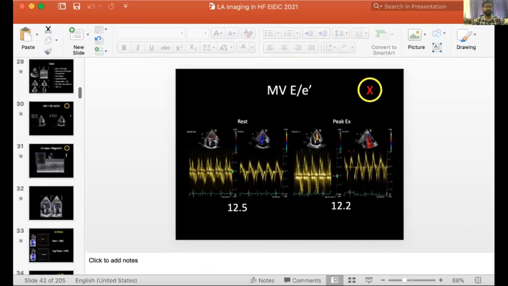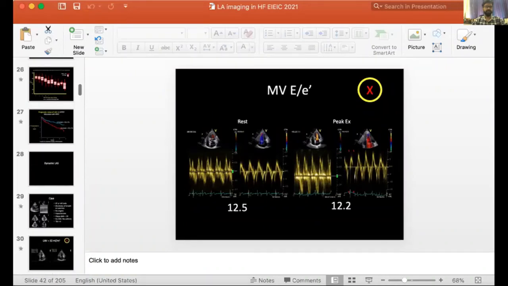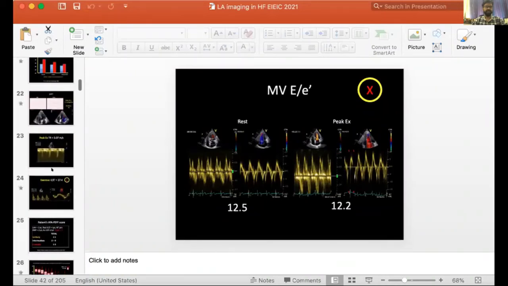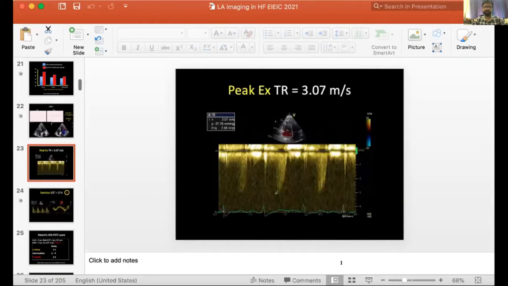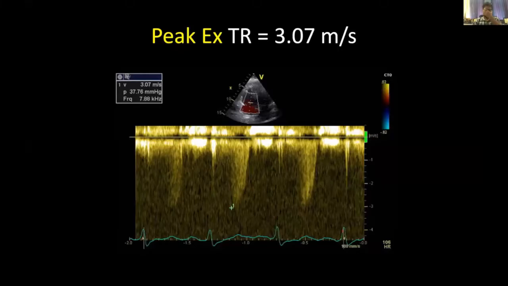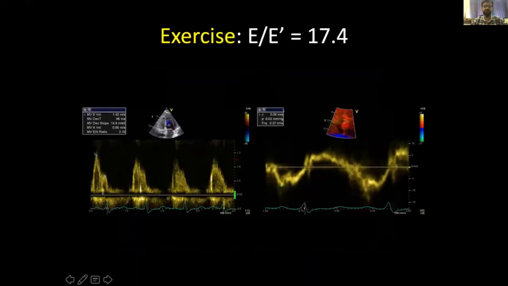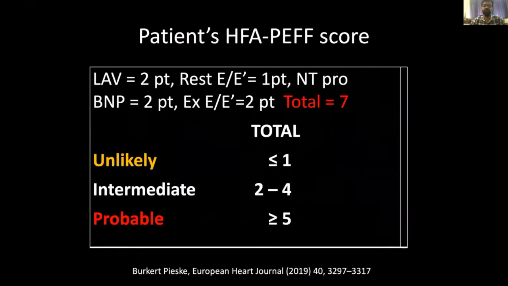So this patient was made to exercise, and on exercise, the peak TR velocity increased from 2.18 to 3.07. The E by E prime, which we want more than 15, went to 17.4. And the HFpEF score increased from 5 to 7.